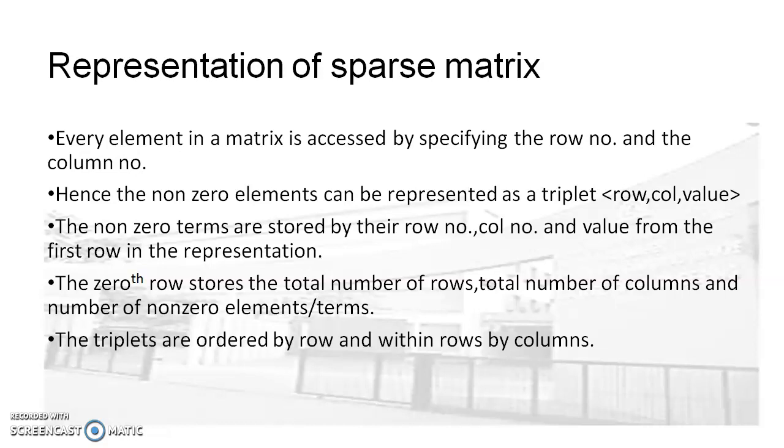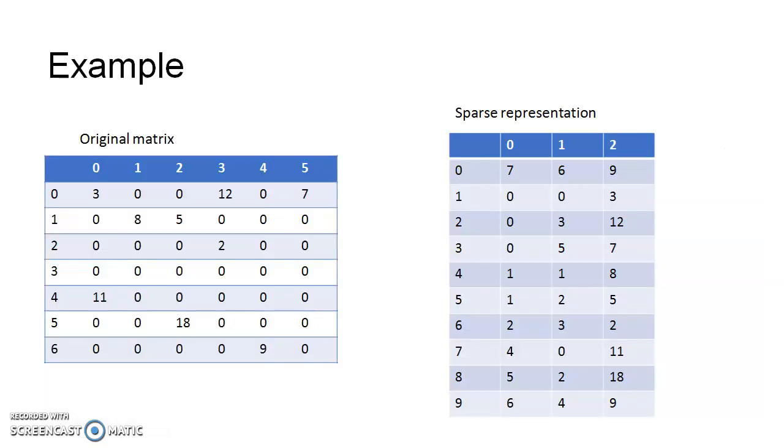The zeroth row in the triplet representation is reserved to store the total number of rows, the total number of columns, and the number of non-zero terms. The triplet representation is ordered by row, and within the rows it is ordered by columns. So it has a row major format of representation. Now let's see an example of this.